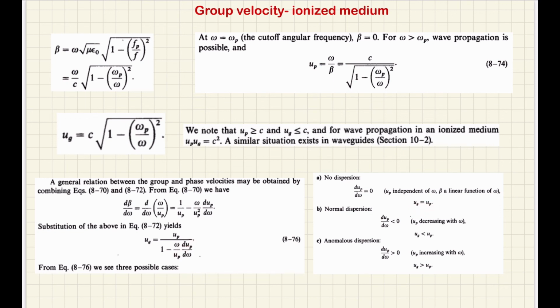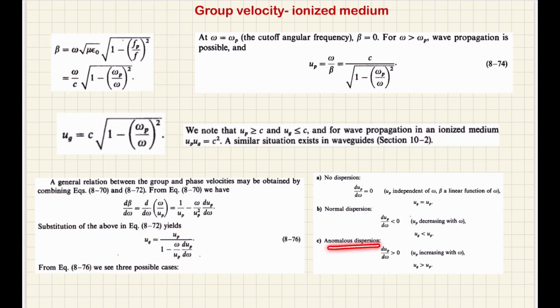And in the case of normal dispersion, in the sense up decreasing with omega. Okay, as the angular frequency increases, up is decreasing, that is called normal dispersion. So this term will be less than 1, so ug will be less than up according to this expression.